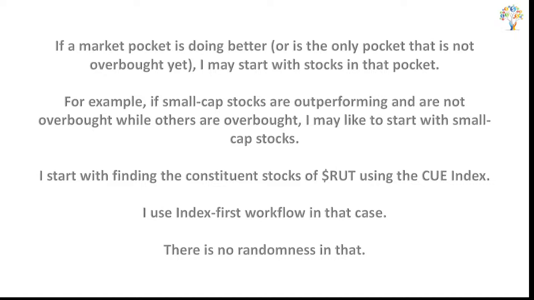If a market pocket is doing better, or is the only pocket that is not overbought yet, I may start with stocks in that pocket. For example, if small cap stocks are outperforming and are not overbought while others are overbought, I may like to start with small cap stocks. I start with finding the constituent stocks of Russell Index RUT using the Q index. I use index first workflow in that case. There is no randomness in that.